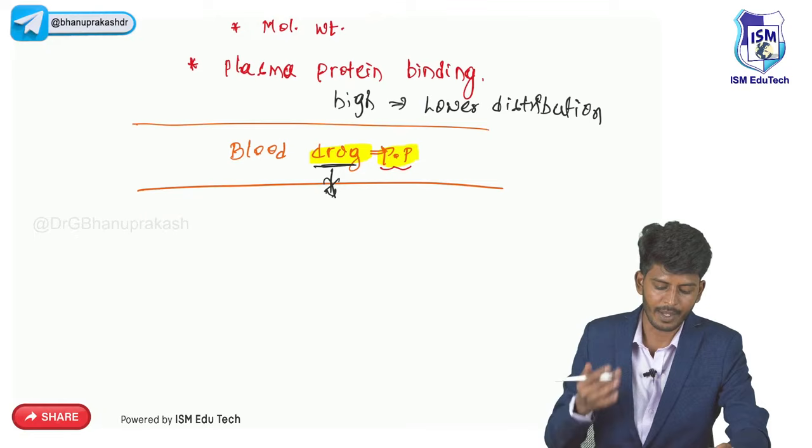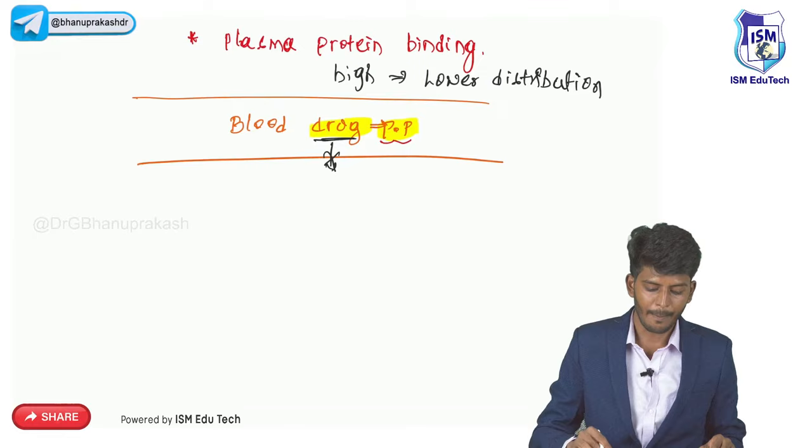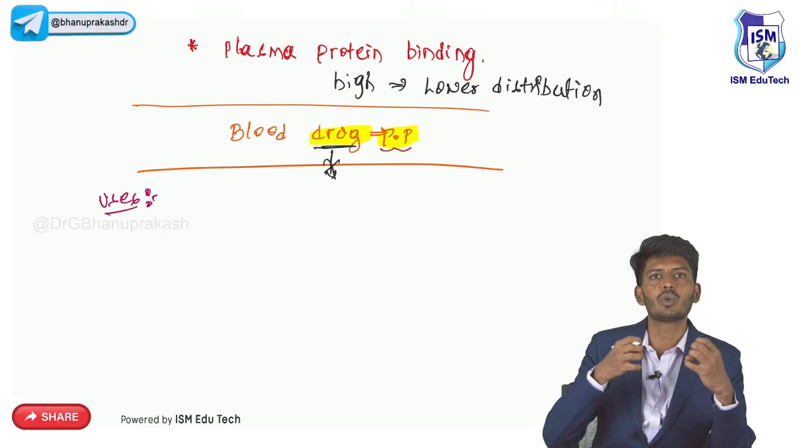Now, apart from that, the next important aspect: if the plasma protein binding is less, that will lead to an increase of the distribution. But is there any use? What are the uses of plasma protein binding? Okay. Now, see, if it is strongly bound, it is dissociating slowly. If the drug is dissociating slowly, this makes an advantage.